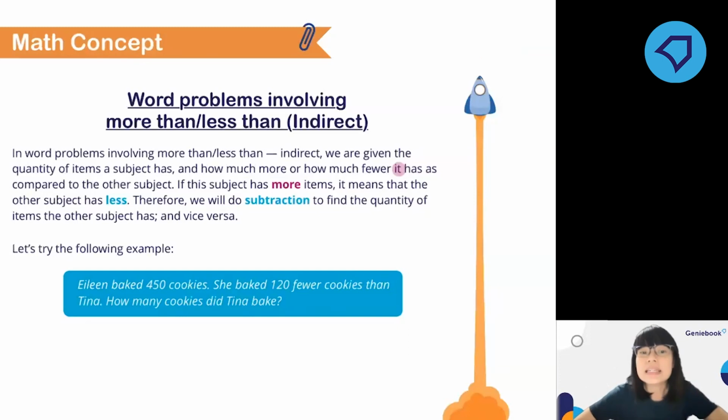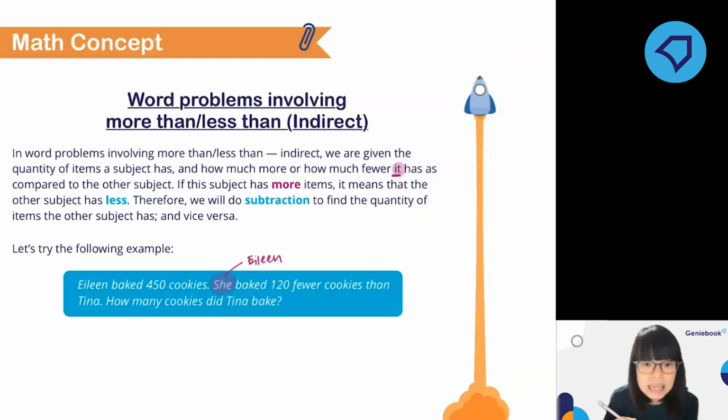Now let's go back to Eileen. Eileen baked 450 cookies. She baked 120 fewer cookies than Tina. How many cookies did Tina bake? What do you need to do? Was it the same as the last question? Do you see the difference between this question and the last question? Yes, because she over here refers to Eileen. Okay, it refers to the subject itself. So this is Eileen.